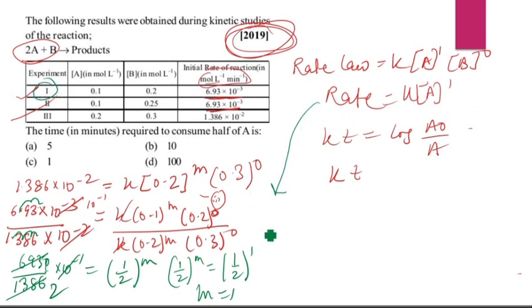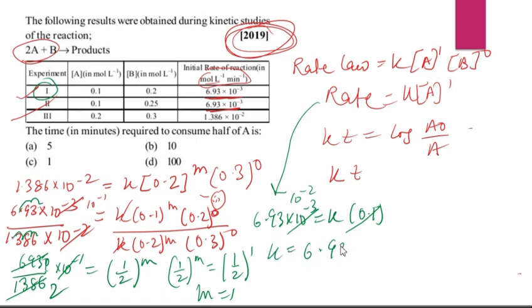Okay, so rate here is 6.93 into 10 to the power minus 3 equal to k. A value is 0.1 to the power 1, which is the same, so this and this are gone. So the k value we are getting is 6.93 into 10 to the power minus 2. I am not writing the units.